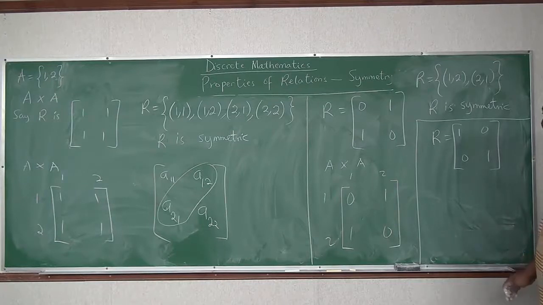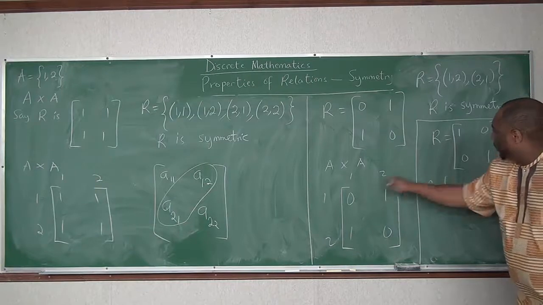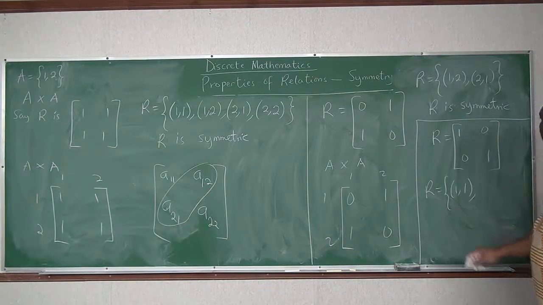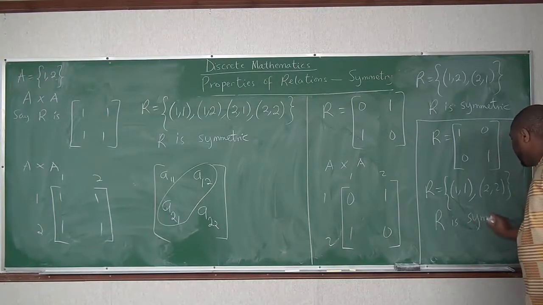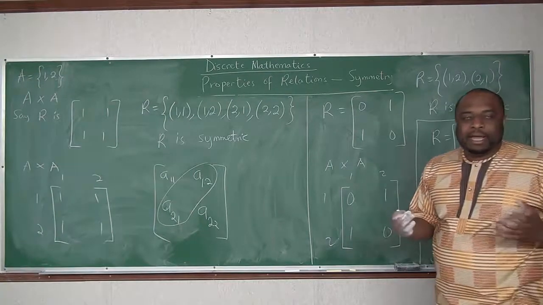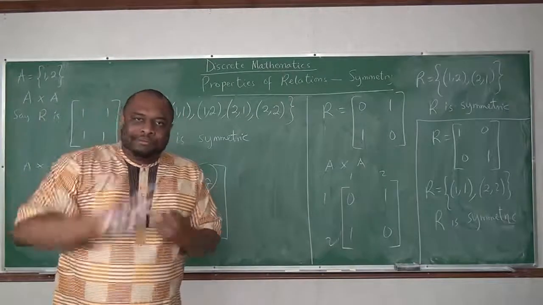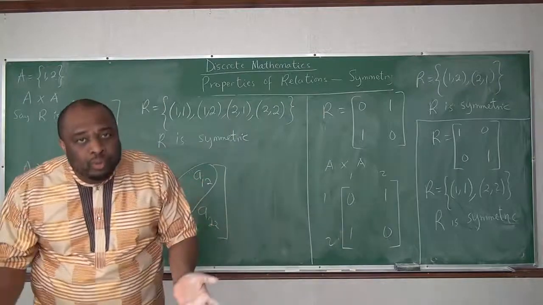In this case, your R in the set would contain 1, 1 and 2, 2. R is still symmetric. So what do we note here? Anytime you have 1, 2, you must have 2, 1. But if you don't have 1, 2, then you should not have 2, 1.